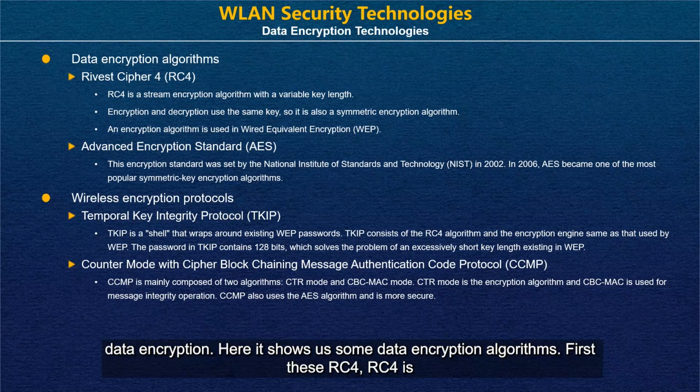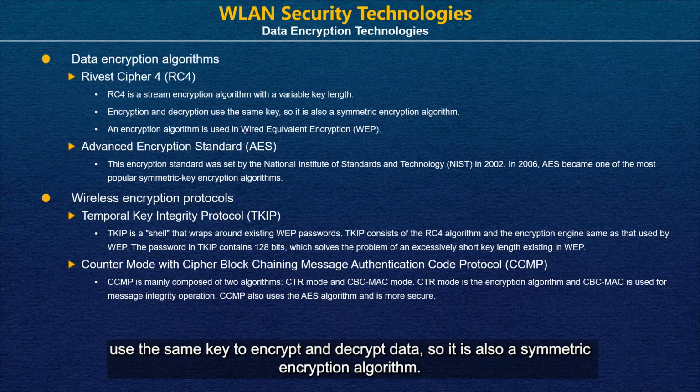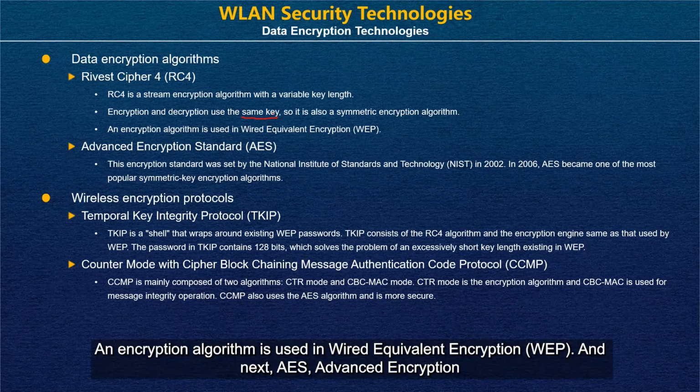Here it shows us some data encryption algorithms. First is RC4. RC4 is a stream encryption algorithm with a variable key length. Encryption and decryption use the same key. It uses the same key to encrypt and decrypt data, so it is also a symmetric encryption algorithm. This encryption algorithm is used in WEP.